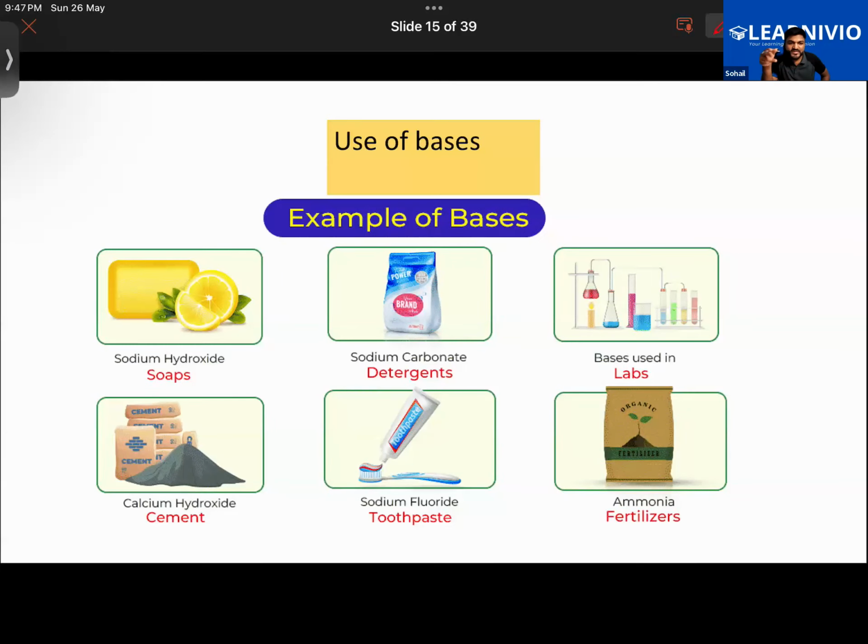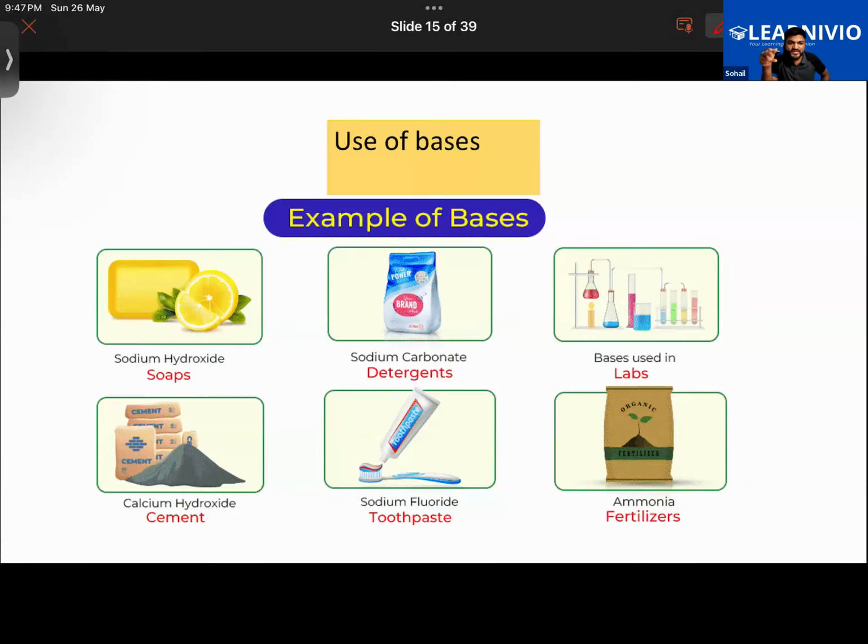Did it ever happen to you guys that you got bitten by an ant and then you had to apply some solution over it to get rid of the pain? If a person gets bitten by an ant, the ant consists of an acid. Now, what type of acid is found in the bite of an ant? Yes, formic acid. And the pain that we go through is because of this acid.